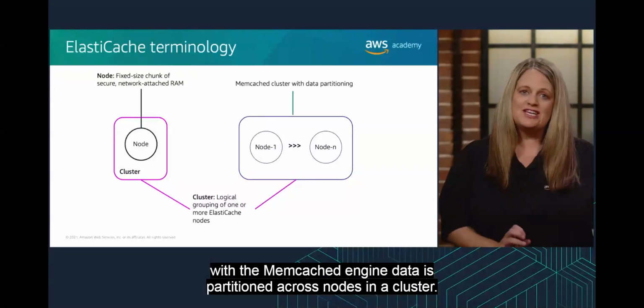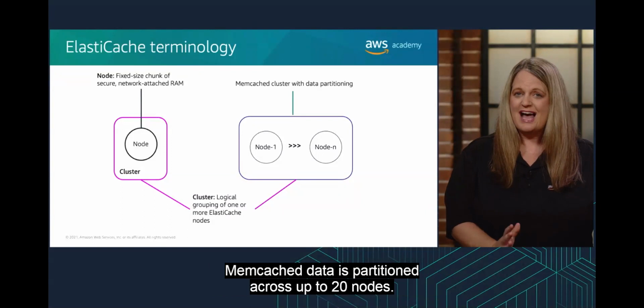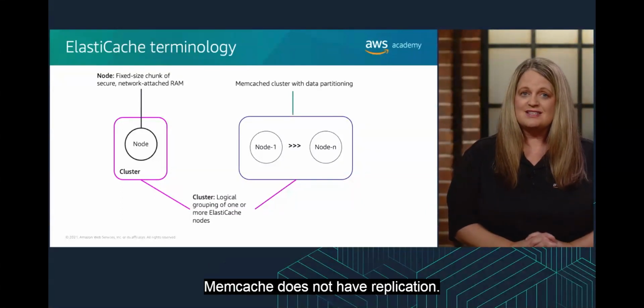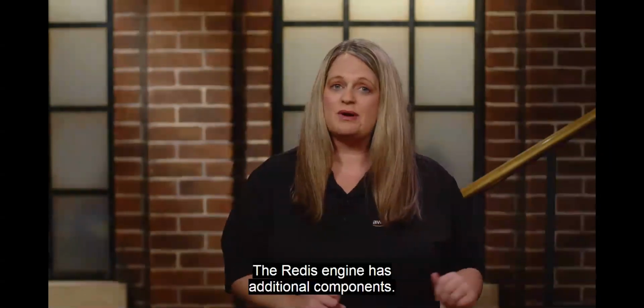With the Memcached engine, data is partitioned across nodes in a cluster. Memcached data is partitioned across up to 20 nodes. Memcached does not have replication. The Redis engine has additional components.